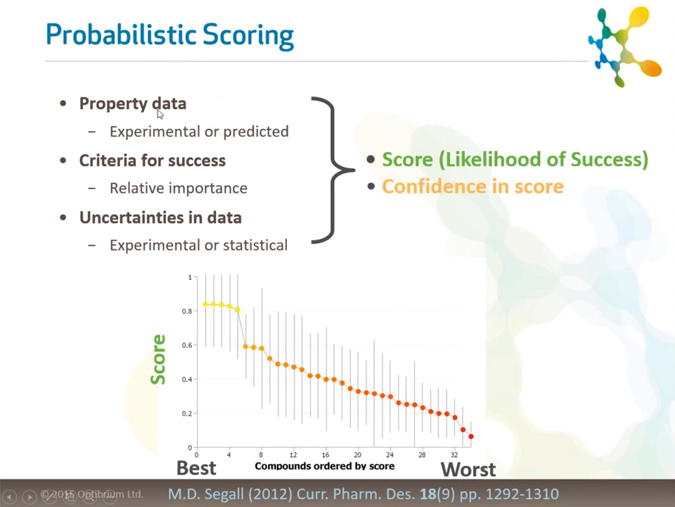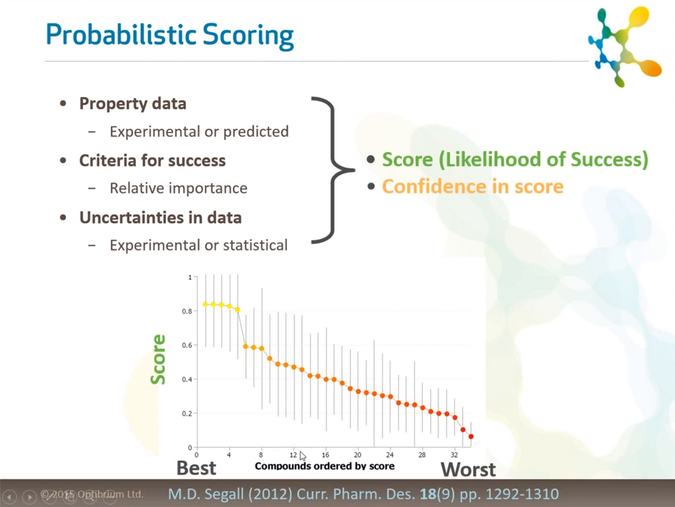And then what probabilistic scoring does is to bring together all of your property data, experimental or predicted, and assess them against those criteria for success for your specific project and their relative importance, but explicitly takes into account the uncertainties in the data, that experimental variability or statistical uncertainty that we've been speaking about in terms of models. And it scores the compounds for their likelihood of success, that is, the probability of achieving the ideal outcome for your profile. But beyond that, it also calculates the confidence in the overall score given all of that underlying uncertainty.